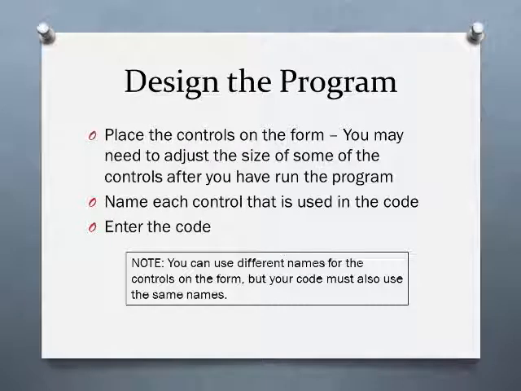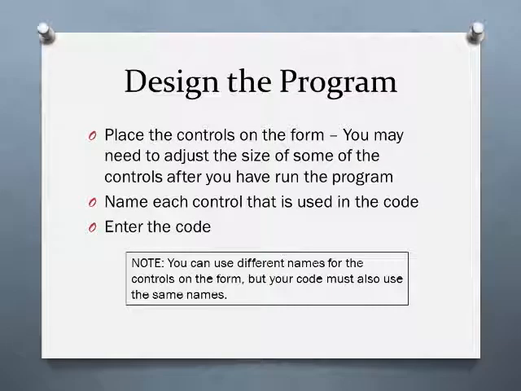There's 3 things we need to consider. First, we have to place all the controls on the form. One of the things that happened when I did this, I had to adjust the size of some of those list boxes in order to fit all the data and make it look nice on the form. So once you put it together and you run it a few times, then make sure everything sort of fits.